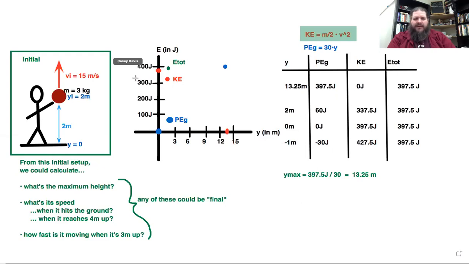And we could also fill in -1, for instance, if we assume that there's a possibility of the ball falling into a hole. At -1, kinetic energy is 427.5, up above 400. And potential energy is -30, so down here somewhere.